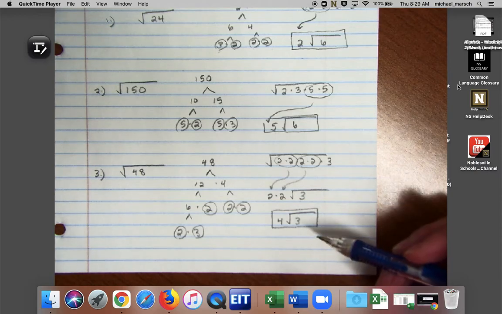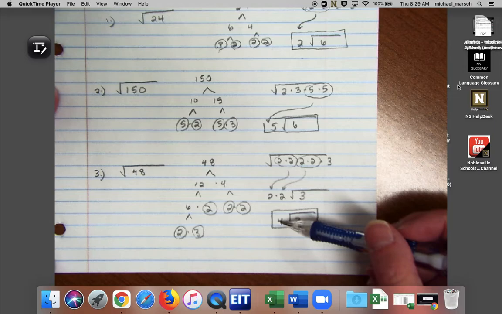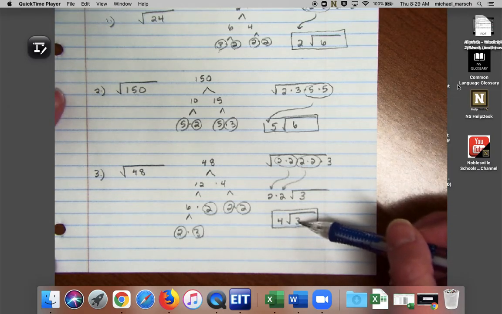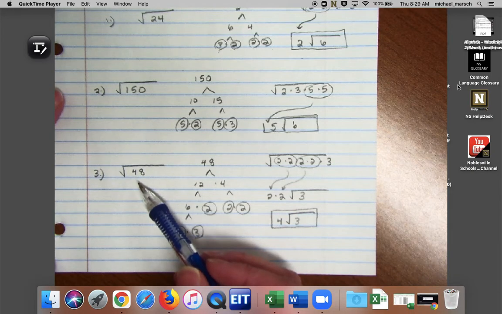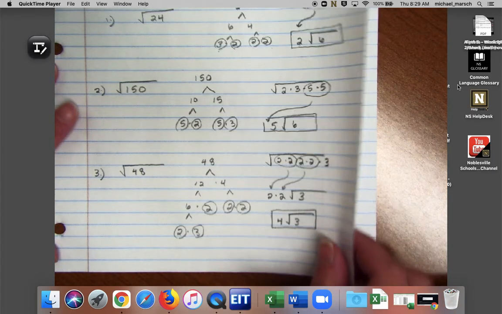So if somebody was looking at this and they said, well, what did this start out as? They would say, well, this is 4 times 4, because once it's taken out here, that means there was a pair. So 16 times 3 is 48, which is where I started. Okay. So now we're going to throw in some variables. Don't freak out. You'll be fine.